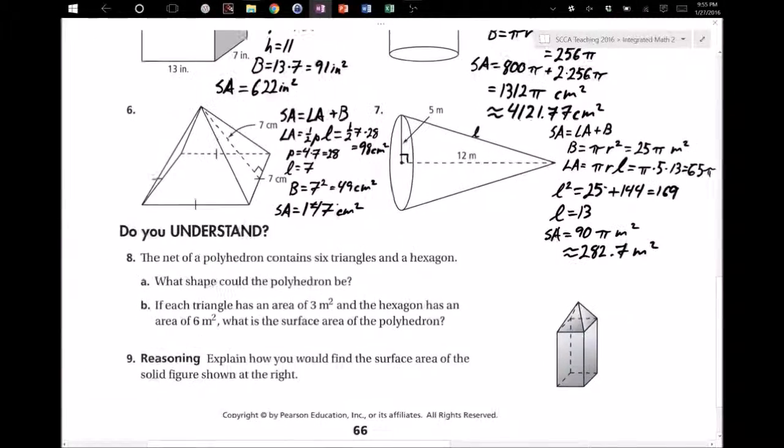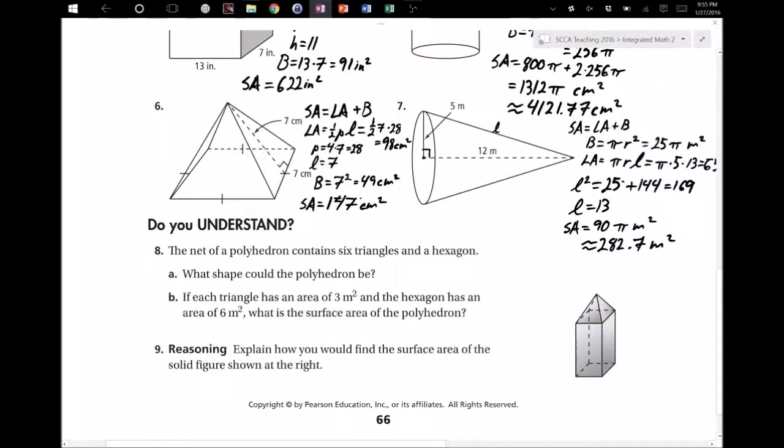Okay, now for problem number 8, we have 6 triangles building part of a net for a polyhedron and a hexagon. So for me, the only way I can think to put this together is there's a hexagon, here are some triangles, and that's a bad triangle. And it looks kind of like a flower. If we fold it up, what kind of polyhedron can it be? It's a pyramid.